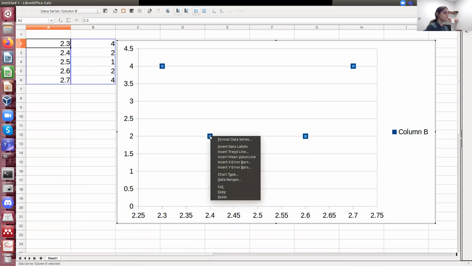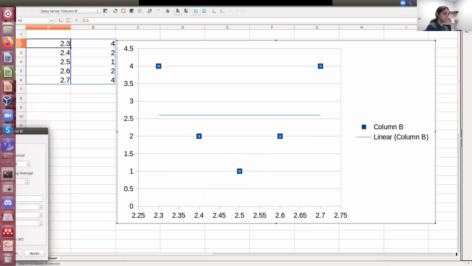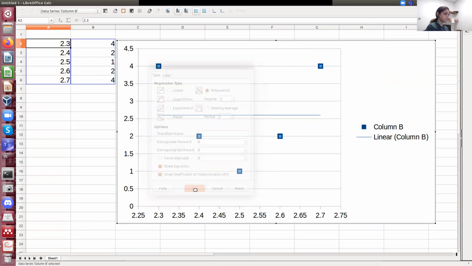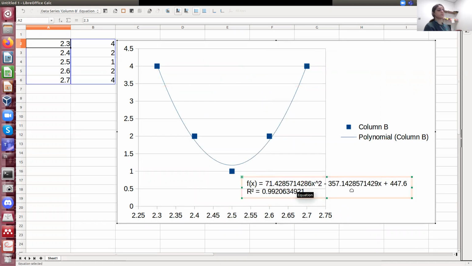And then you select the point, right click, insert trend line. The trend line will open this panel where you see the regression type. You put polynomial degree 2. You want to show the equation and the coefficient of determination. And then you have these parameters, and from these you can get the proper value. So the proper value here will be 2.5. Okay, so that is what you will need to do.